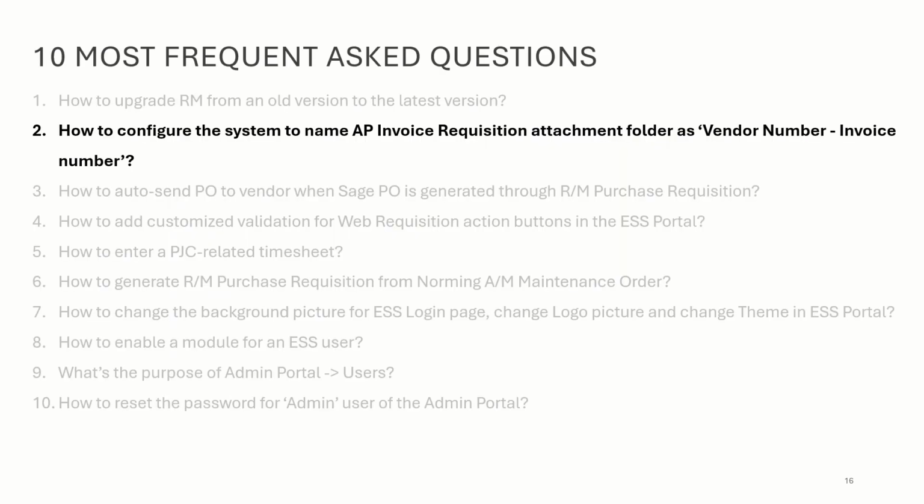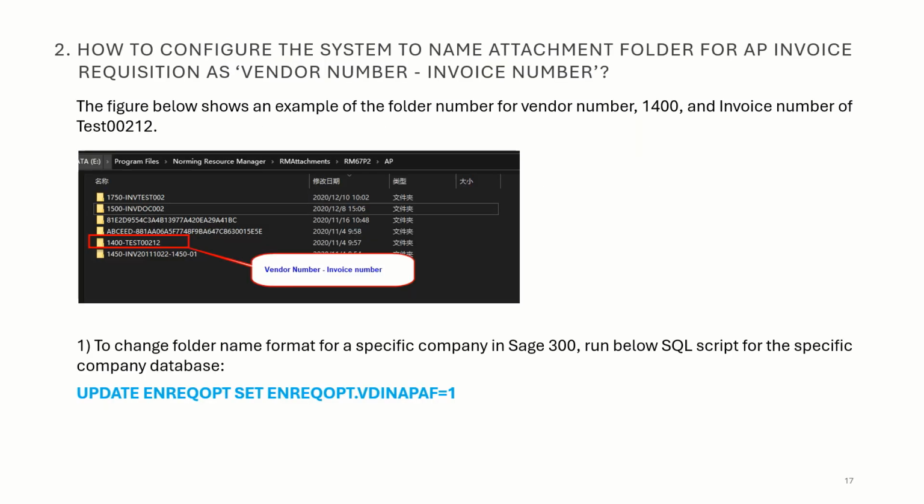The second question is how to configure the system to name the AP invoice requisition attachment folder as vendor number-invoice number. By default, the system uses only the invoice number for the folder name. Some users may want to have the vendor number included in the folder name so that it is easy to sort and search. To do so, you just need to run this SQL script to update the database setting.